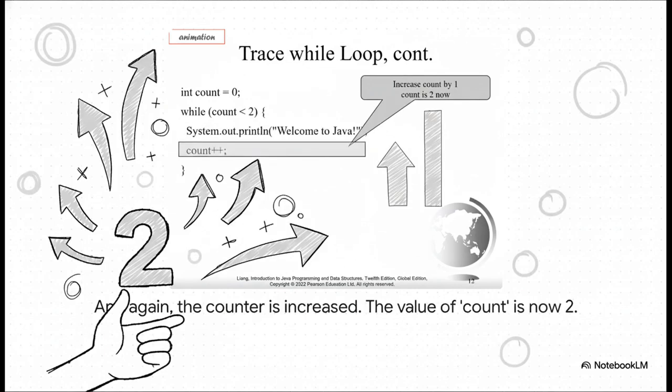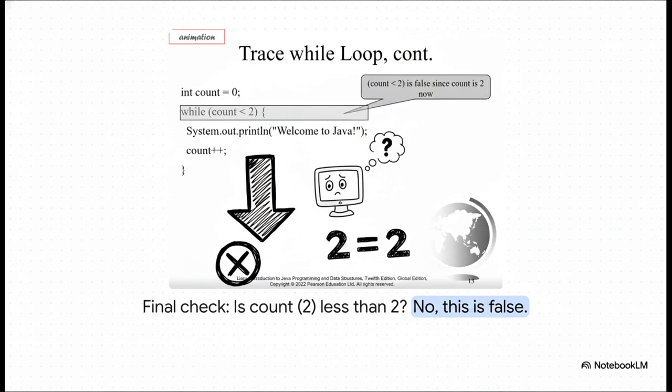Just like last time, we hit that update statement. Count plus plus does its thing, and the value of count ticks up from 1 to 2. So let's hold that new number, 2, in our heads for the next check. Okay, here we go. Back to the top. This is the moment of truth.